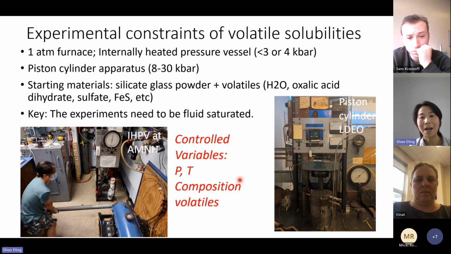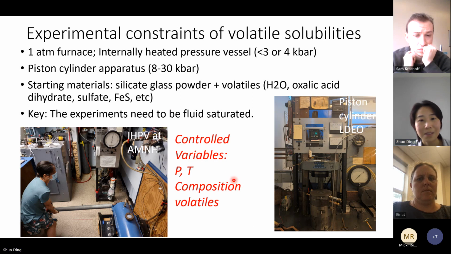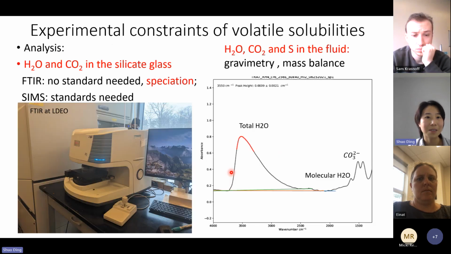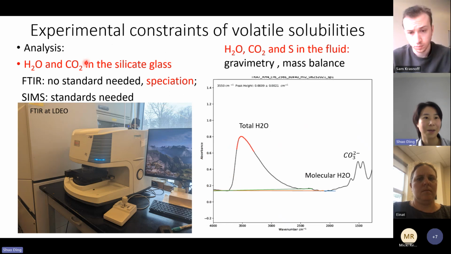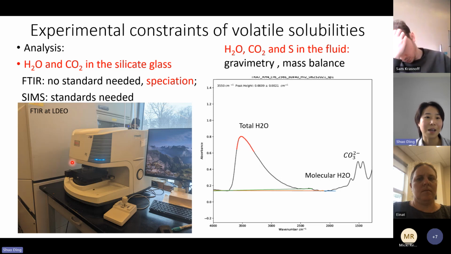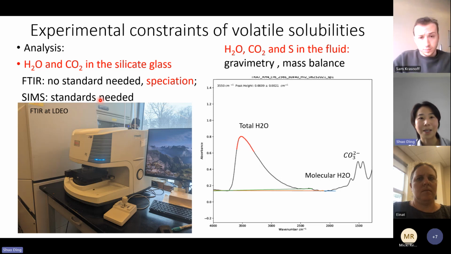We could start with a powder, like a silicate glass that we already know and have characterized. We know the major elements, and we know how much volatiles we started with. So after doing the experiments, we can really analyze. The solubility is how much is dissolved in a silicate glass, right? For water and CO2, we can use FTIR or SIMS to analyze it. The nice thing about FTIR is that it does not only tell you the amount of water and CO2 in the glass, it also tells you the speciation.